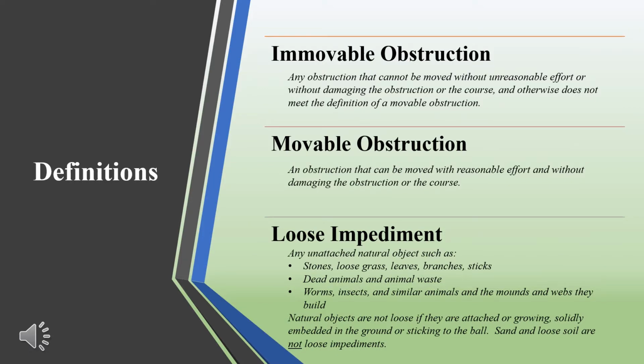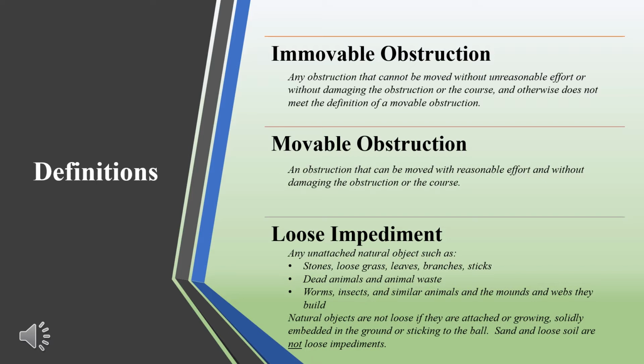Moving on to immovable obstructions. A sprinkler head or a cart path would be considered immovable obstructions. These cannot be moved without unreasonable effort or without damaging the obstruction or the course. We'll talk about taking relief from immovable obstructions a little bit later when we come back to abnormal course conditions. Movable obstructions. Examples of movable obstructions would be a rake or a towel lying on the course.